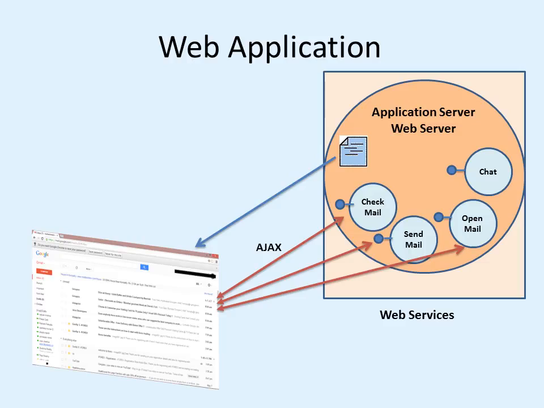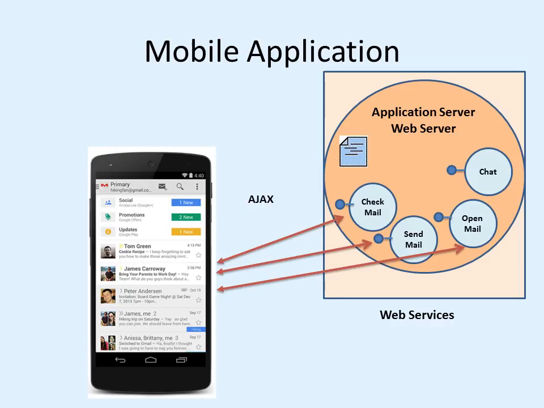Whenever I do any activity, the respective function will be called, and the communication between them is via AJAX. Similarly, this is also done with mobile applications. You might have seen the Google Gmail app on your mobile phone. You might have installed it. It's a very common thing on every mobile phone. We find this Gmail app.